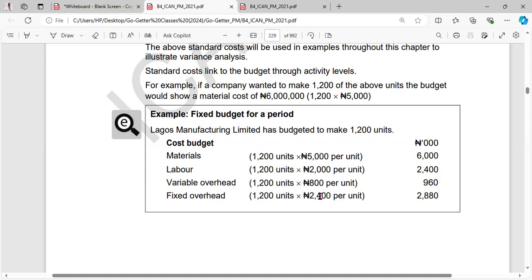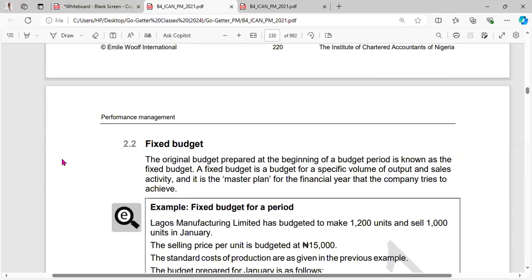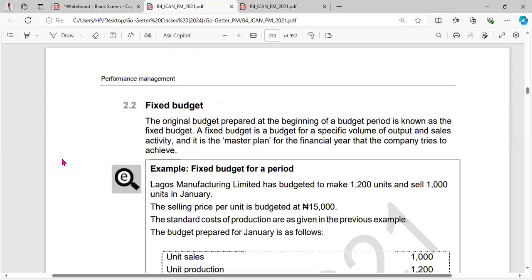All right. Now, this is the fixed budget for the period. Now, what is a fixed budget? Let's look at it now. A fixed budget is the original budget that is prepared at the beginning of the budget period. So, whenever you are planning, I remember a particular time when I was working with a company and it was close to the end of the year.